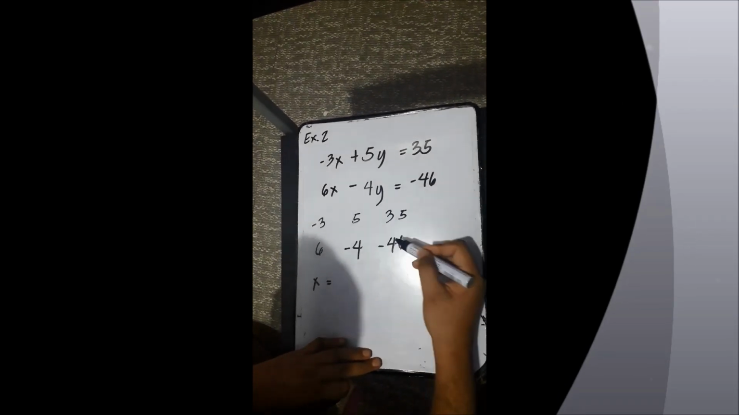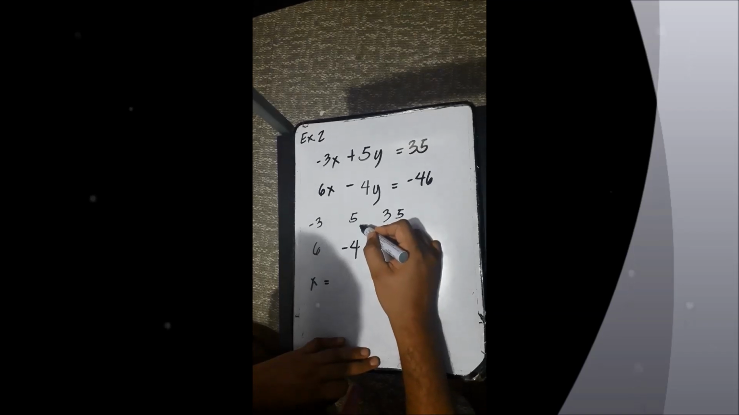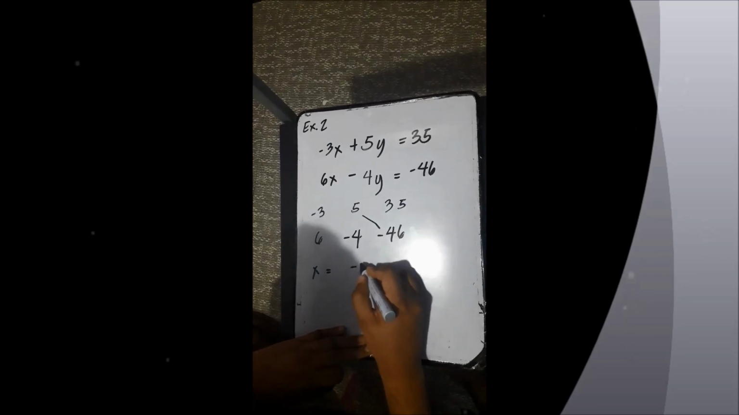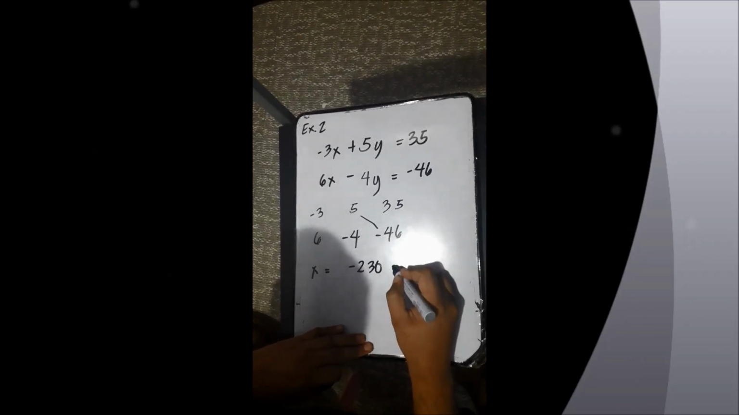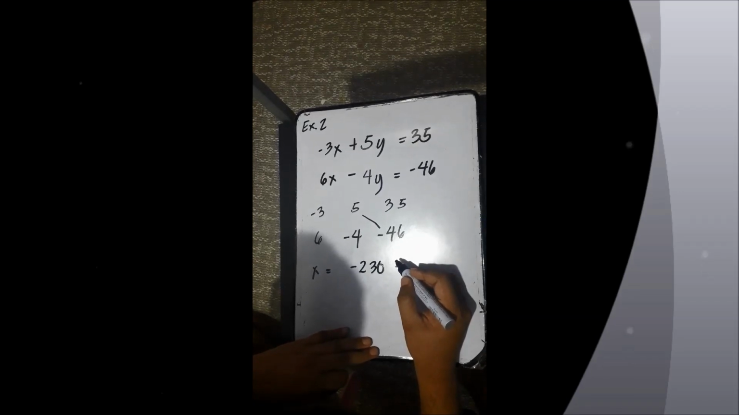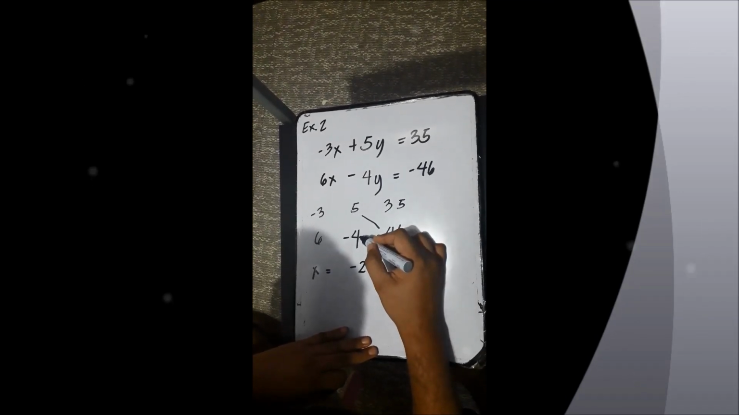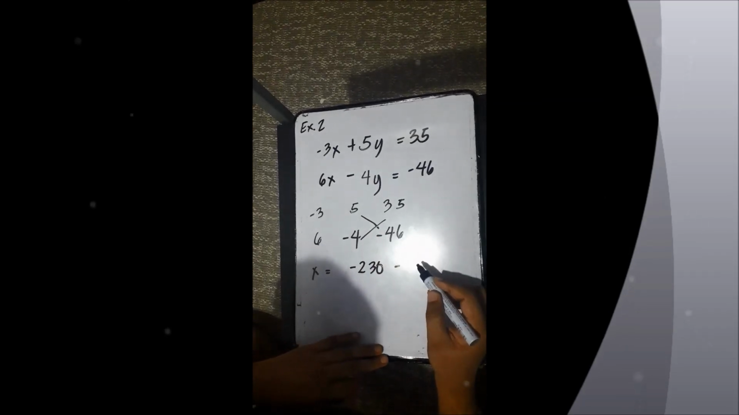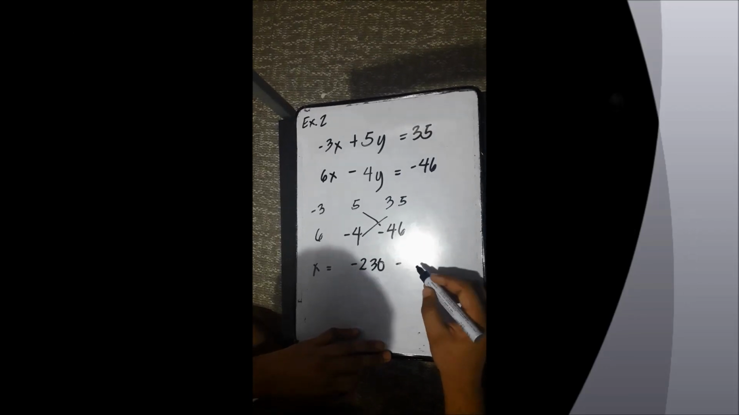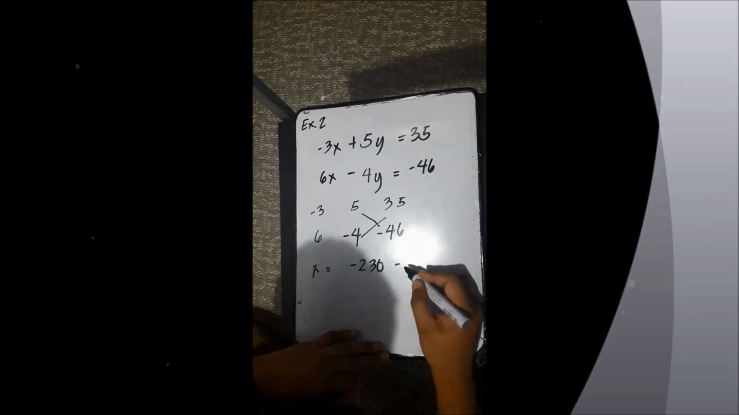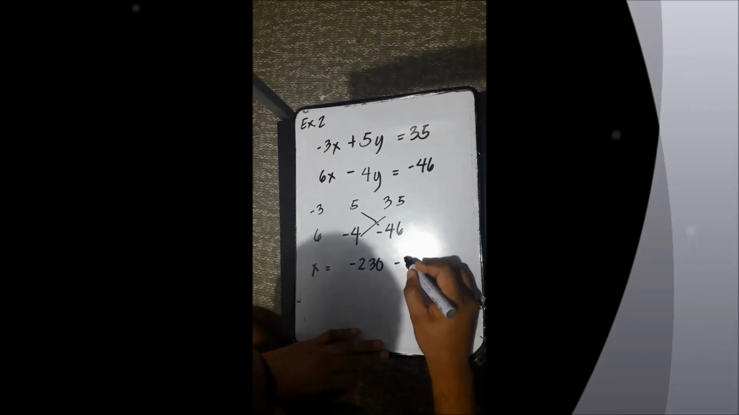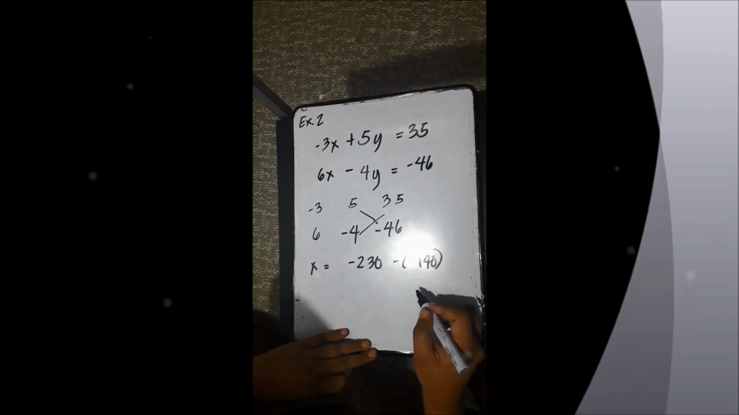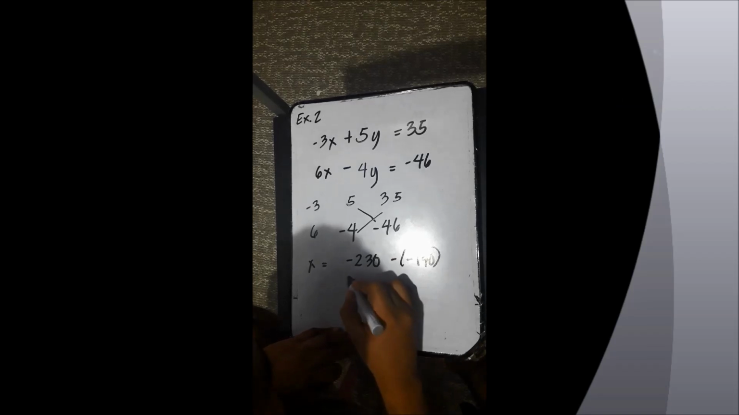Coefficient of y of the first equation, 5 times the constant of the second equation. So 5 times negative 46 gives me negative 230. Then minus, the other side would be negative 4, coefficient of y of the second equation, times 35. So negative 4 times 35 gives me negative 140. Okay, 4 times 30 is 120. Okay, that's correct.